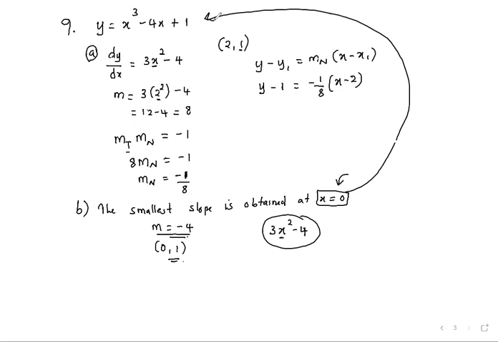How did we know that is the smallest slope? Or is it like that always? You haven't understood the question. The question is saying, for what value of x, what is the smallest slope, gradient, on the curve? At what point on the curve does the curve have this slope?